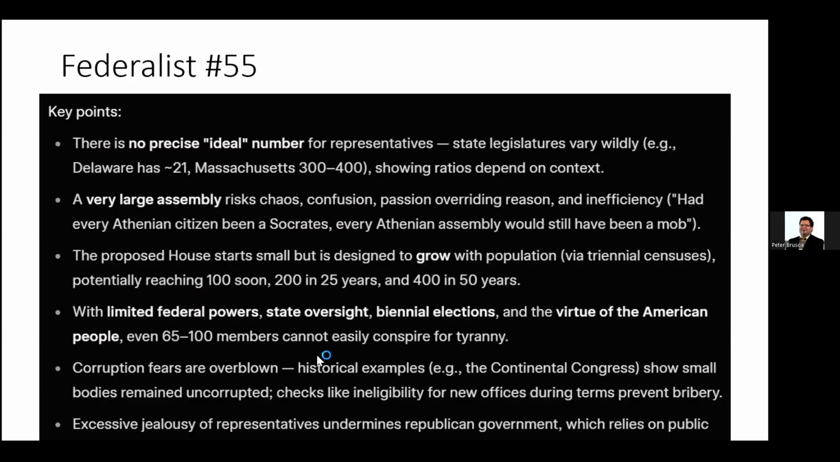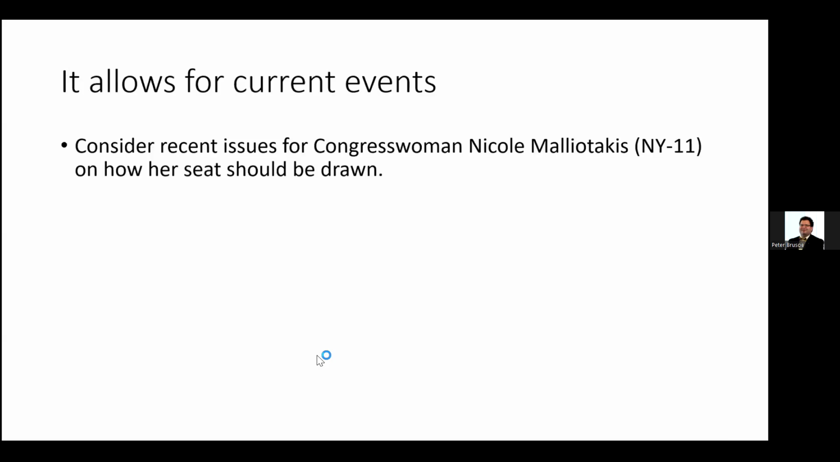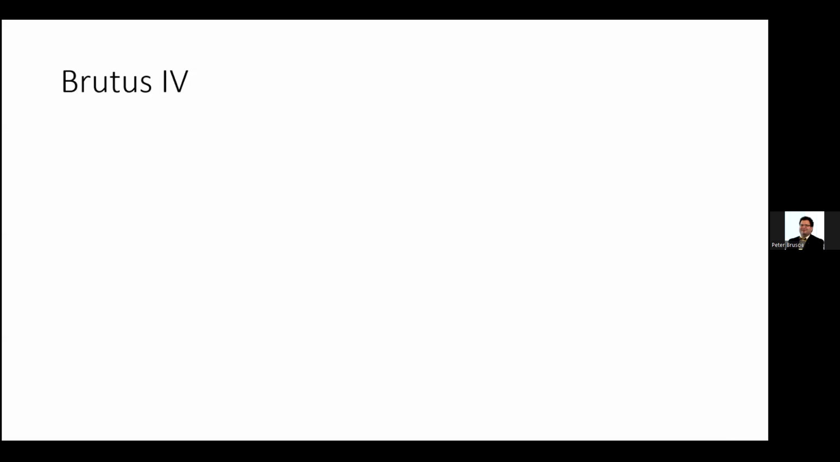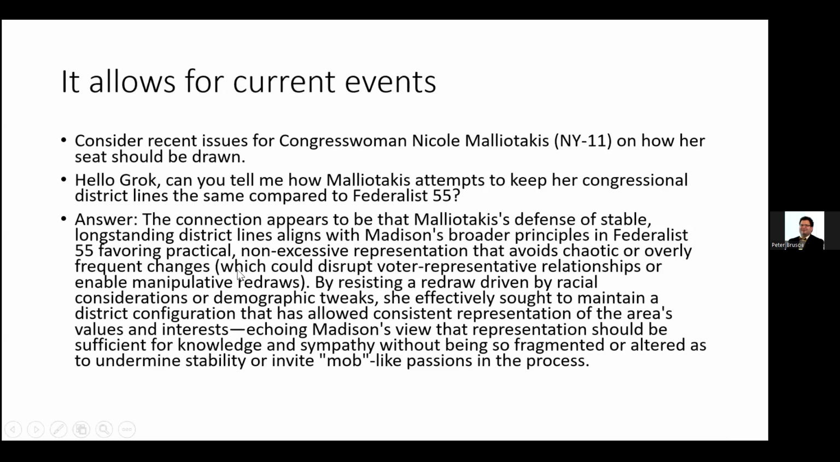So it goes through and you ask them for the key points, and they go through and give the areas, right? And so there's no precise ideal number of representatives, and they talked about state legislatures varying widely, and the concerns the Federalists had, right? Then you ask them to compare the anti-Federalists and go through and say what those positions are. So it allows them to make those positions pretty well.